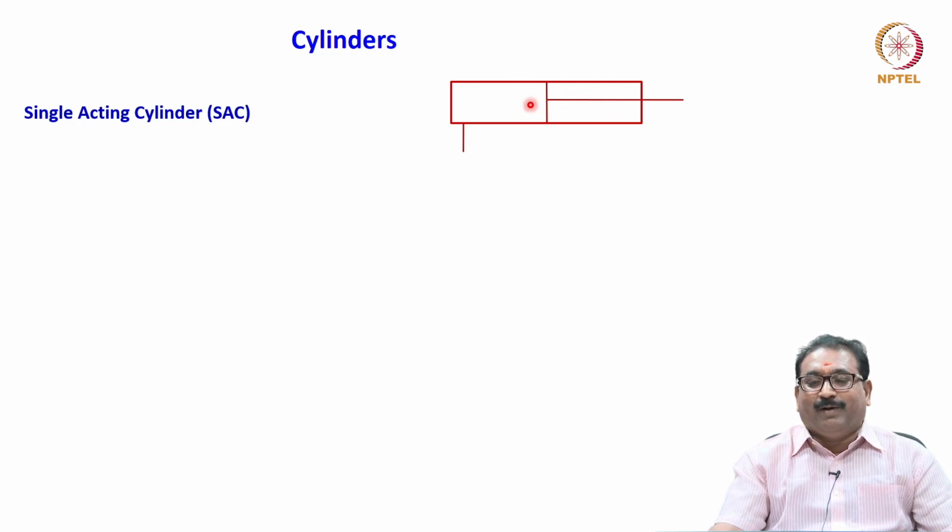Here the area is pi by 4 dp square, the piston area. When you move here, this is pi by 4 (dp square minus dr square), the rod side area. This is also known as single acting cylinder for vertical positioning.